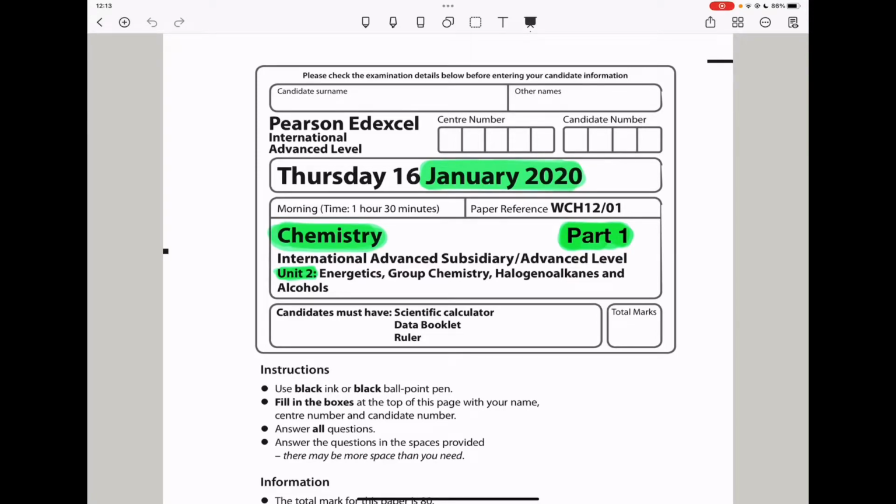Today we are doing the Pearson Edexcel International A-Level Chemistry Unit 2 for January 2020. This is the Part 1 video for Section A. I'll put the link to the Part 2 video below the description box. Let's begin with the first question.